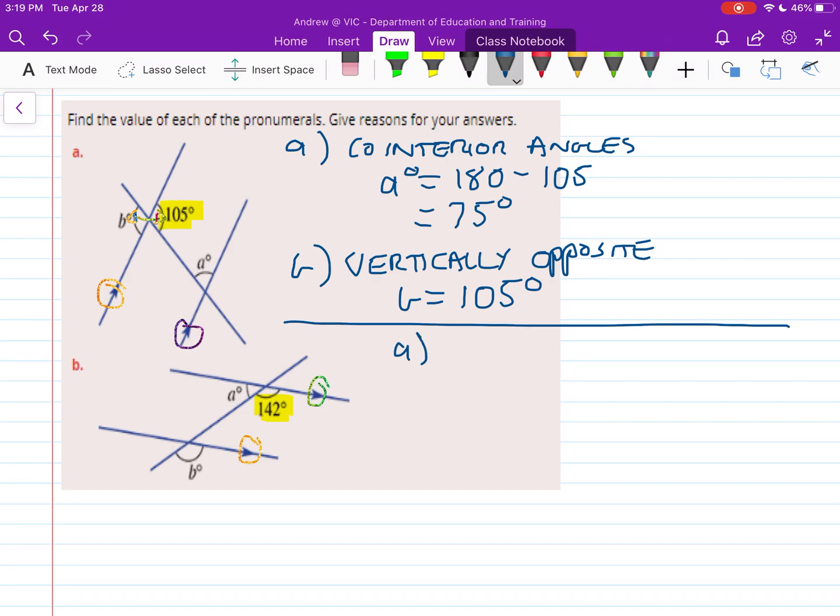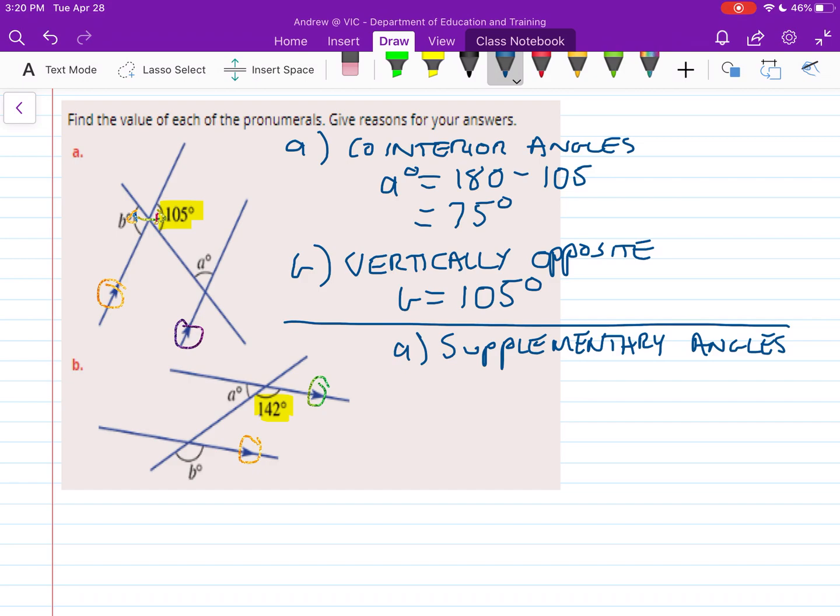A is on the same straight line as this 142 degrees, so they're going to be supplementary angles. This means that they add to 180.